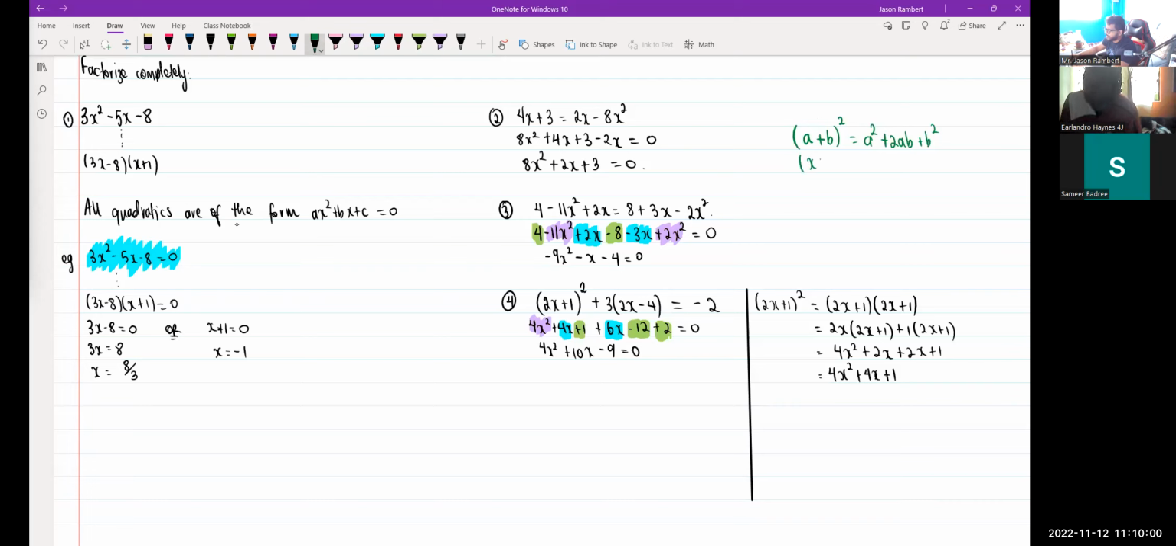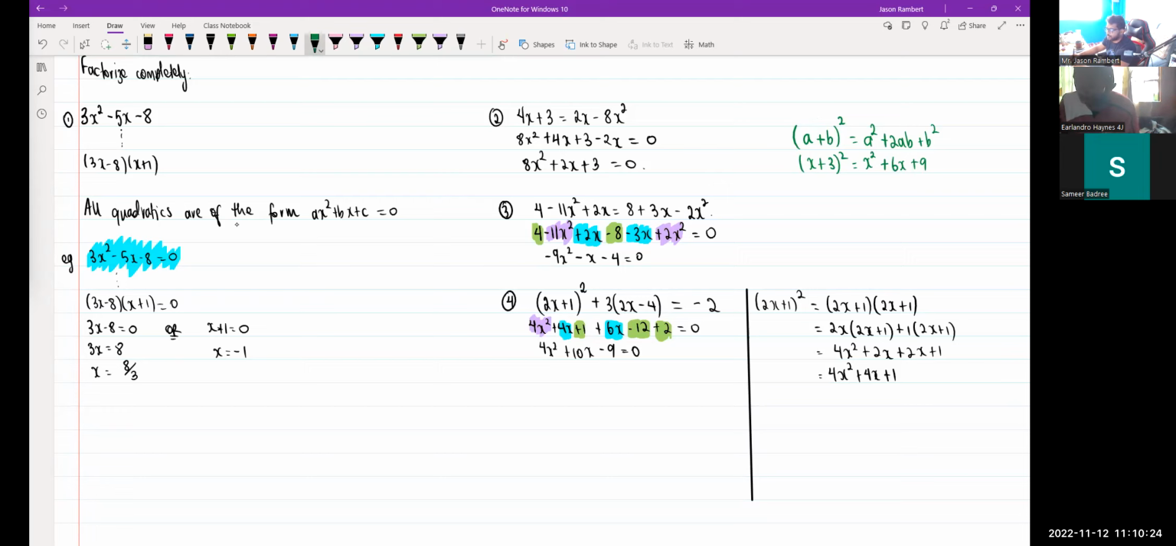Let me say I have x plus 3 squared, where the law says square the first term, that will be x squared, multiply the two terms by each other, x by 3, and then multiply it by 2. X by 3 by 2 is 6x, and then I square the last term and I get plus 9.